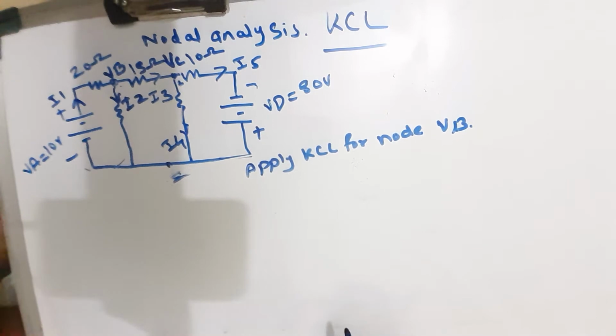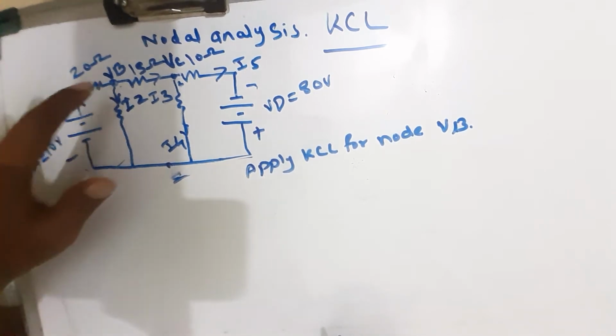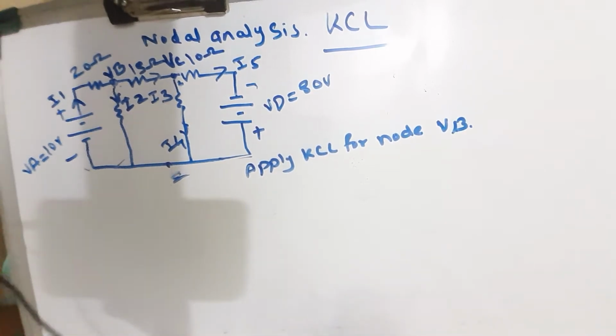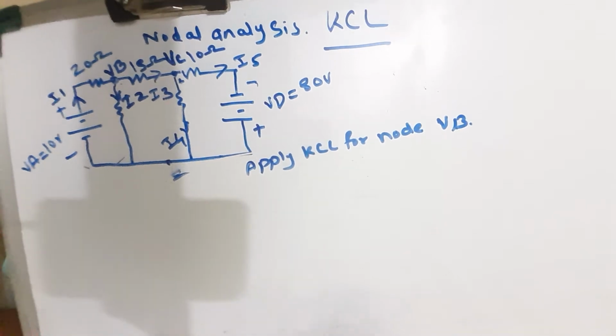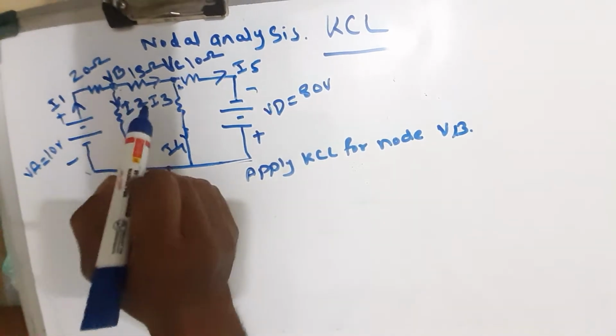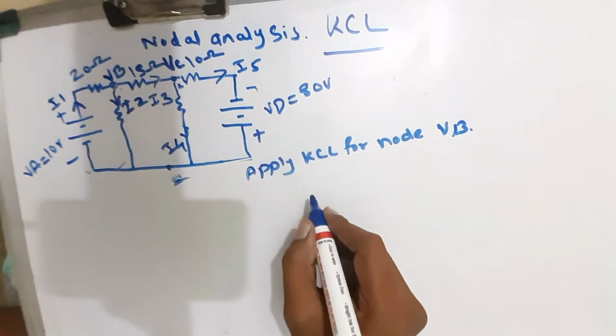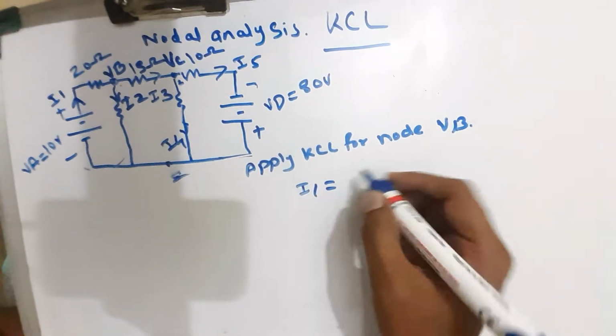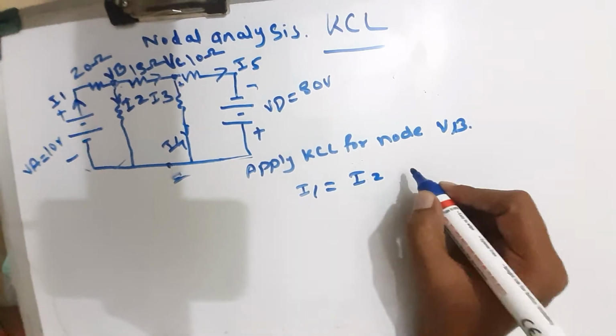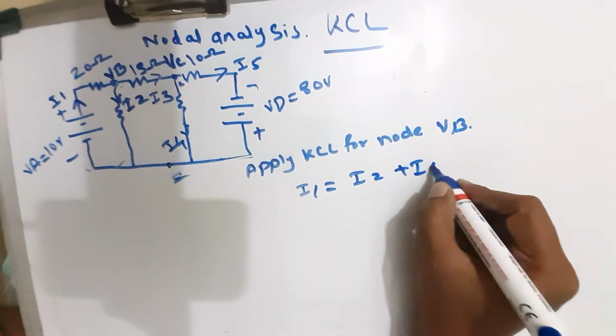Apply KCL at node VB. Just check how many currents are entering towards VB. Here I1 is entering, then I3 and I2 are leaving. So I will write down: entering current I1 equals leaving current, I2 plus I3.